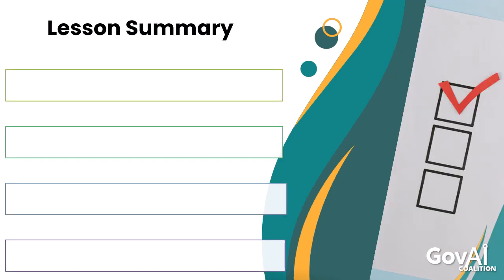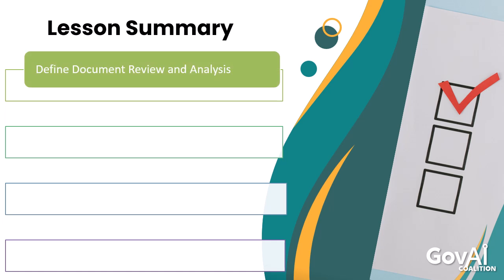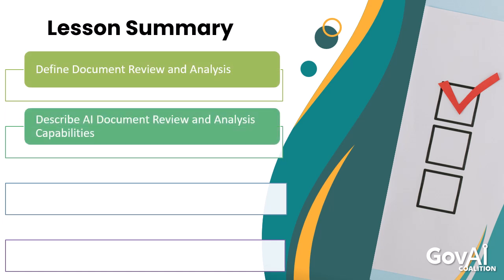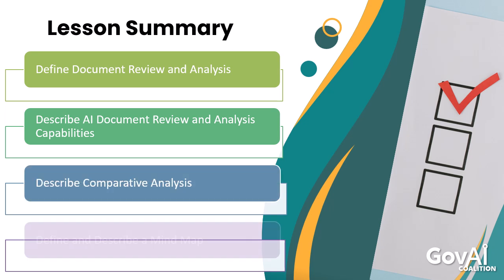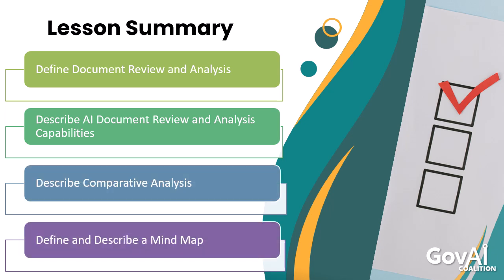Today, we explored how artificial intelligence can support document review and analysis. You learned to define and distinguish between review and analysis, how to perform comparative analysis, and how AI can generate summaries and mind maps. As always, remember that AI is a partner, not a replacement. Human judgment remains essential. In Lesson 4, we will introduce you to document and media generation. Hope to see you there.